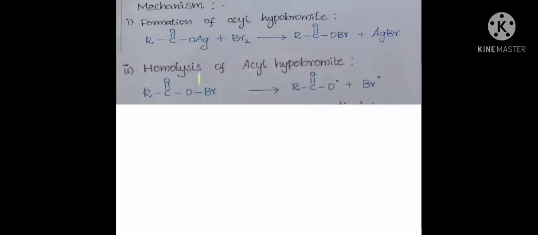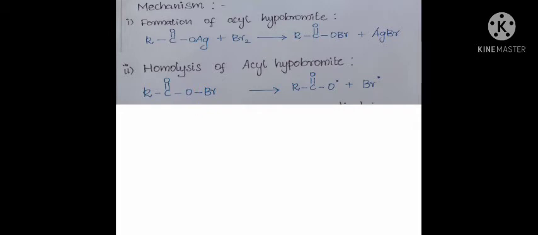Let me show the mechanism briefly. This is the mechanism slide. In the first step, the silver salt of carboxylic acid reacts with bromine, forming acyl hypobromite with the side product AgBr. The Br is placed in the place of Ag. This is the formation of acyl hypobromite.